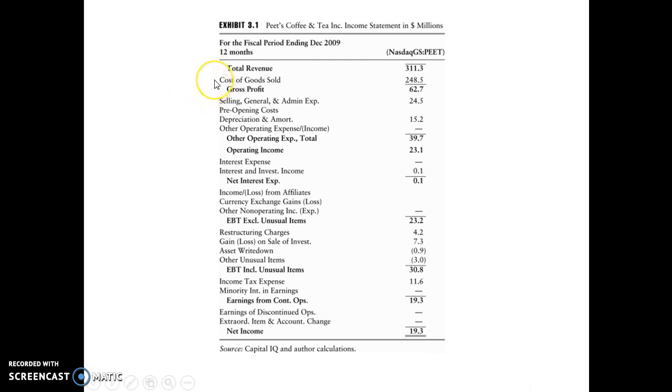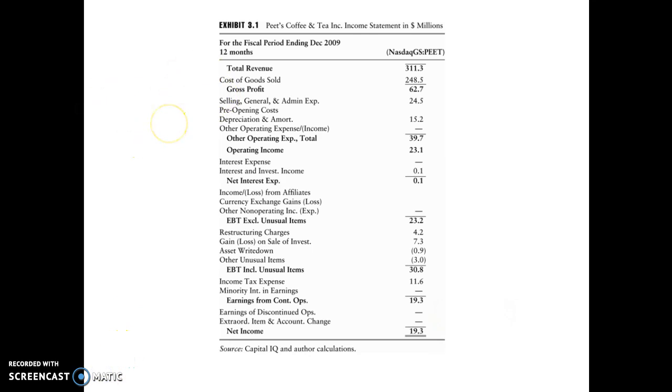Next, we see cost of goods sold. Cost of goods sold is a line item that aggregates the direct costs associated with selling products to generate revenue. This line item can also be called cost of sales if it's a service business. Direct costs can include labor, parts, materials, and allocation of other expenses such as depreciation. Gross profit is calculated by taking total revenue and subtracting the cost of sales.